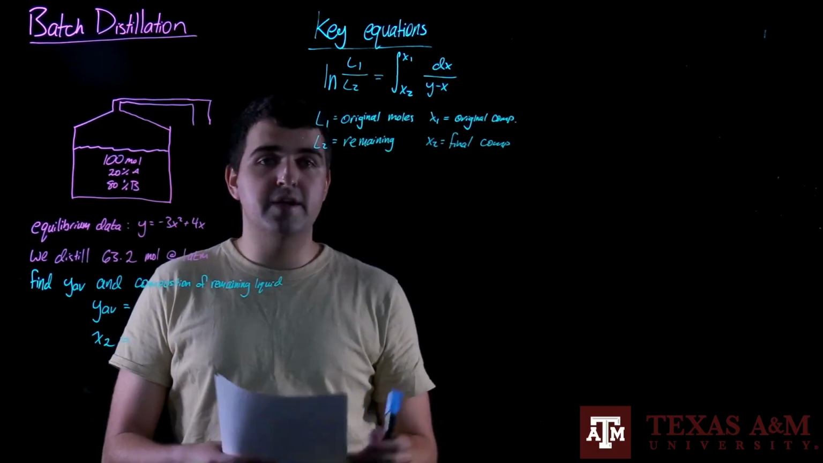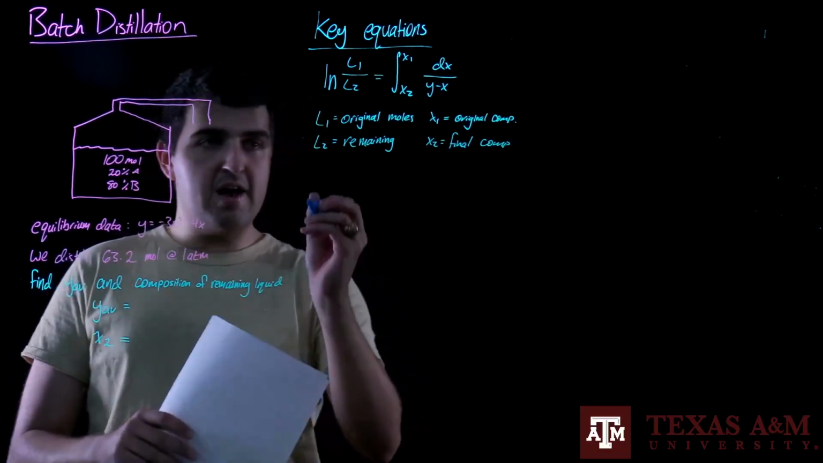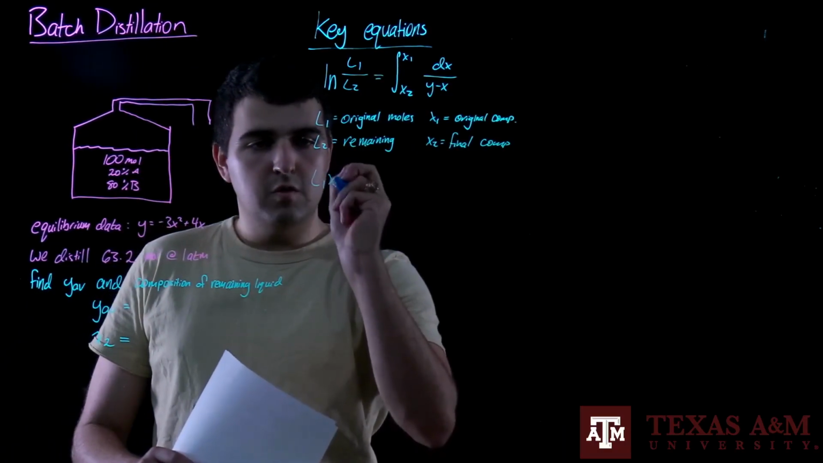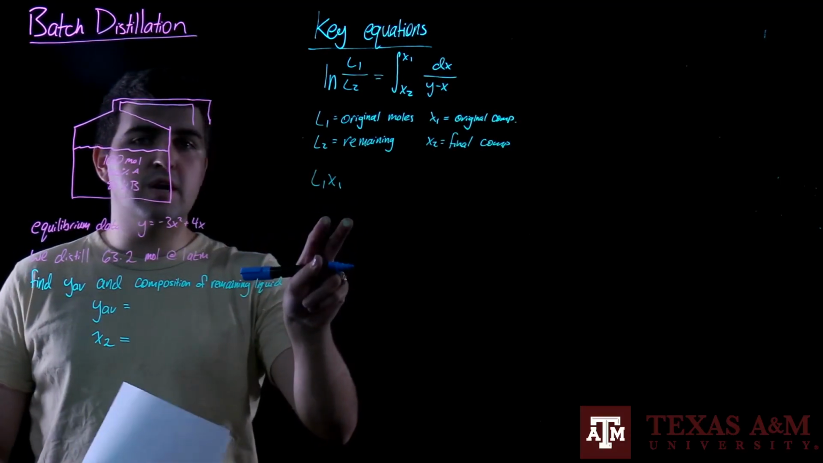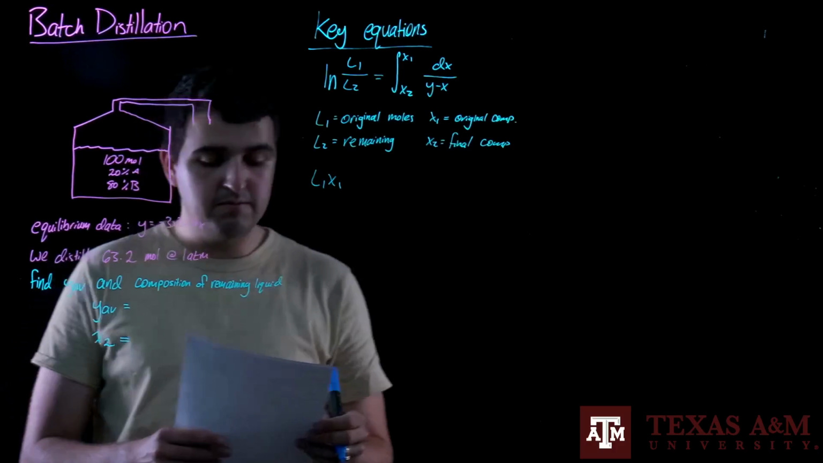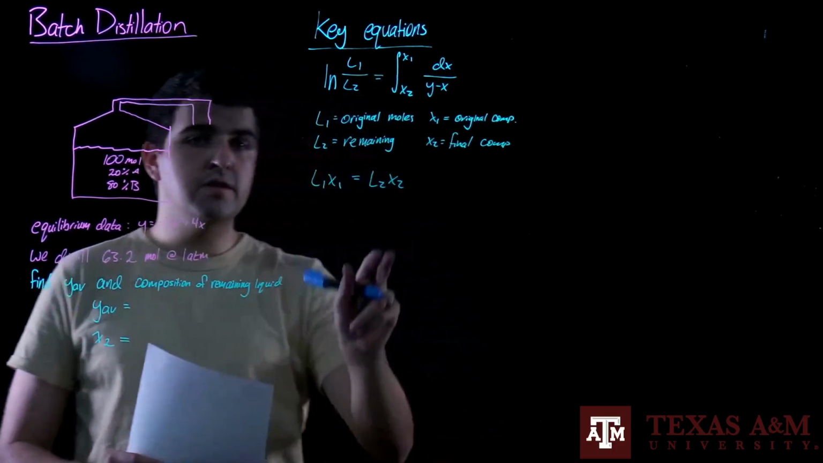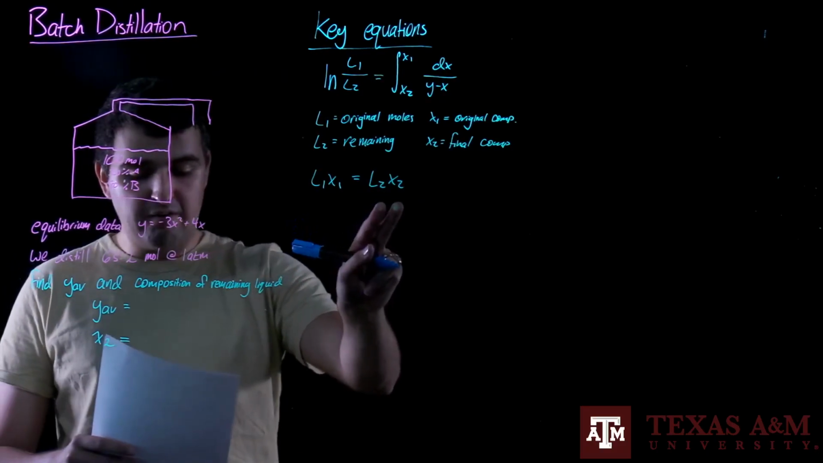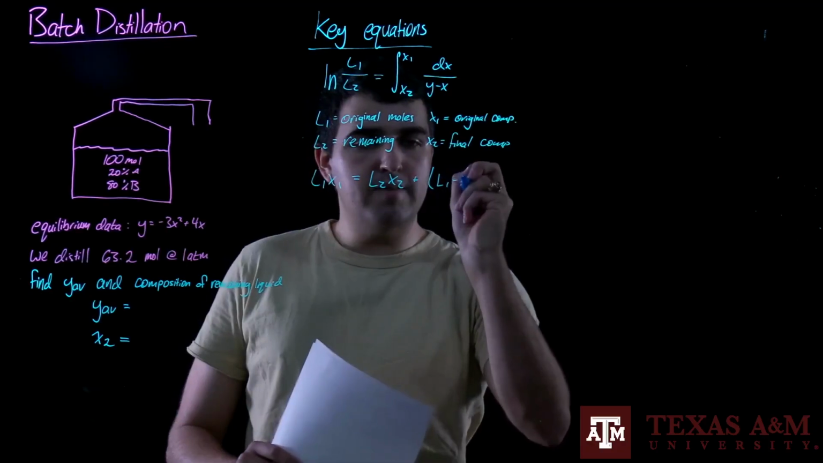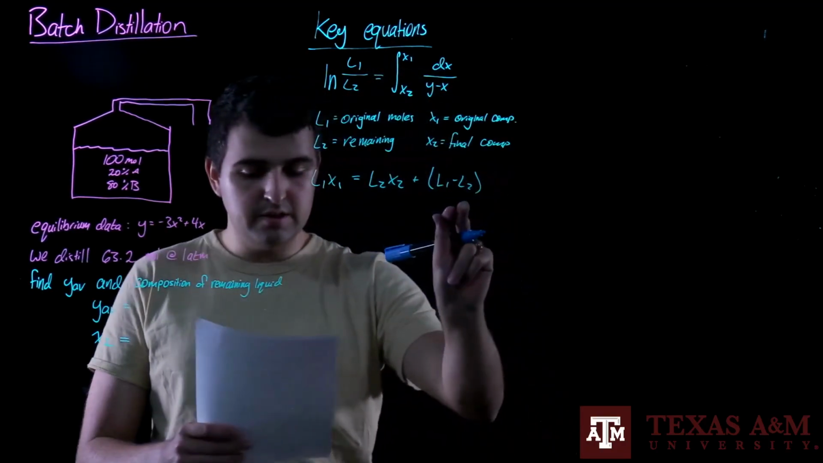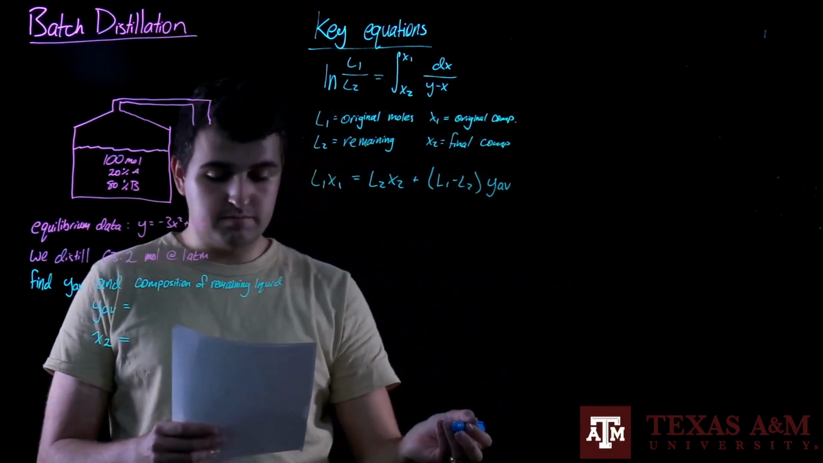The other equation that we'll need is our mass balance. For our mass balance, we have L1 X1. This is the total amount of species A at the beginning, is equal to L2 X2. That's the amount that will be left over after the distillation, plus L1 minus L2, the amount distilled, times the average composition of that which was distilled.